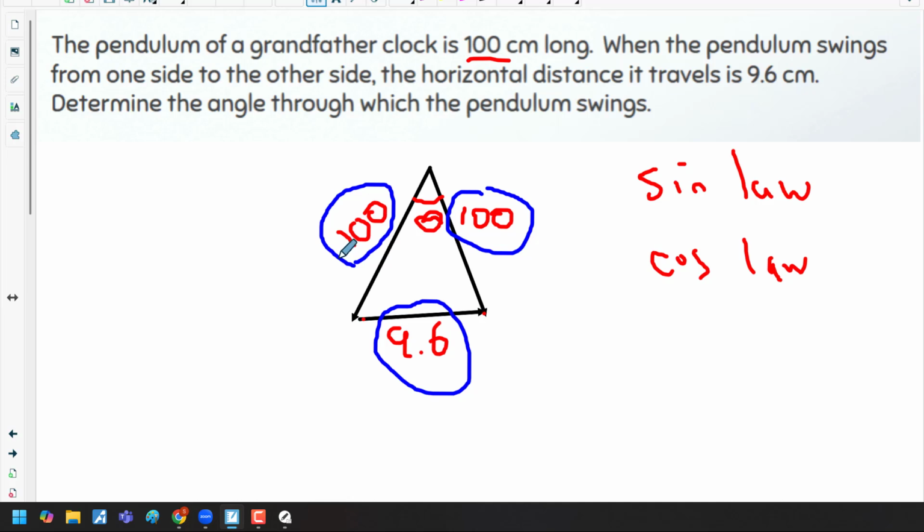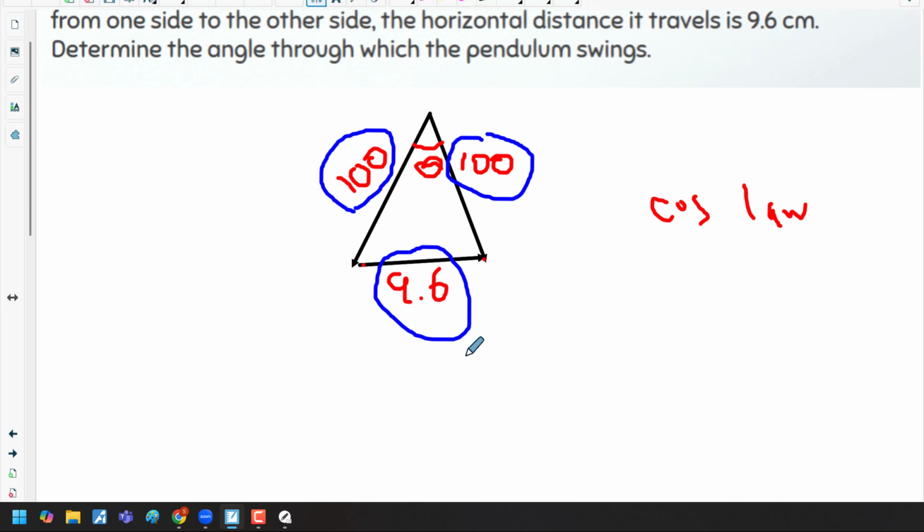So if you remember, what specific case is that when you're given 3 sides and no angles? Is that sine law or cosine law? It's going to be cosine law. Cosine law is this case. So what is cosine law?